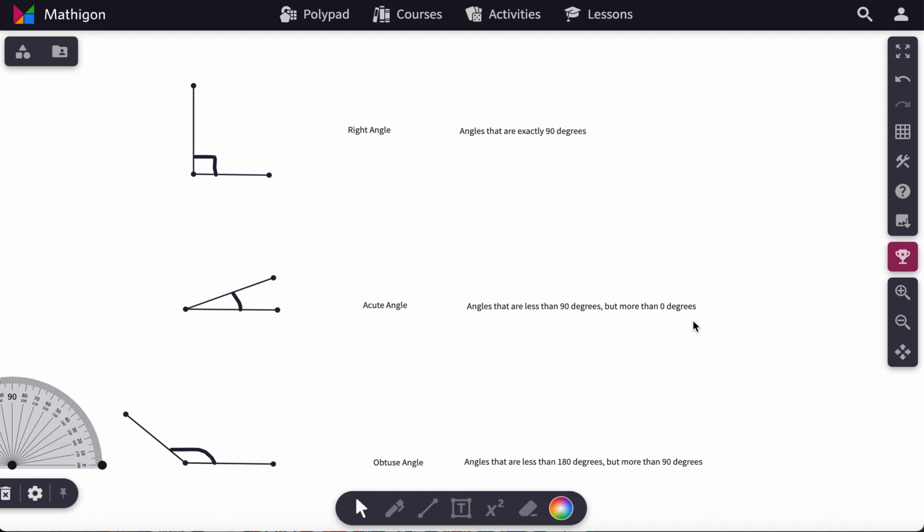Back to part 2 of our talk on angles. As you can see here, I've got our screen from our last video where we talked about what a right angle is, what an acute angle is, and what an obtuse angle is. And today we are going to introduce something called complementary angles.